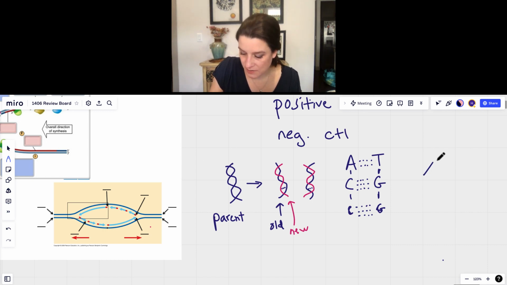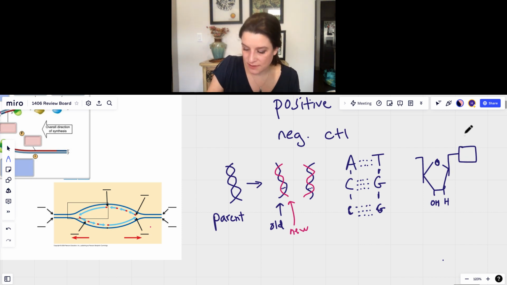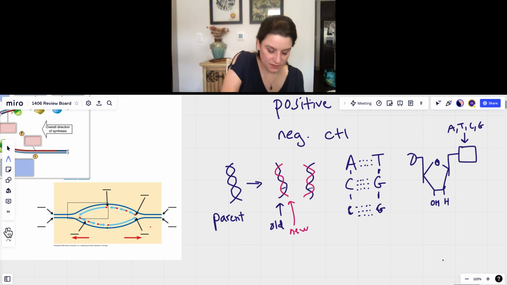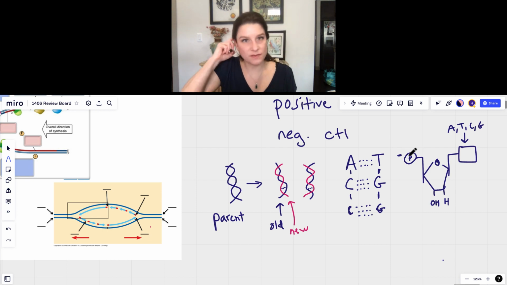So each DNA nucleotide is made of a deoxyribose, which is a pentagon shape, and it has an OH and an H. It has a nitrogenous base over here, so it's some rings with nitrogens in them, so that's your ATCG part. And then it has a phosphate group. It starts with 3 phosphate groups, but in the end, once it's in the strand, it has just 1, which is why DNA is negative, because phosphate has negative charges.